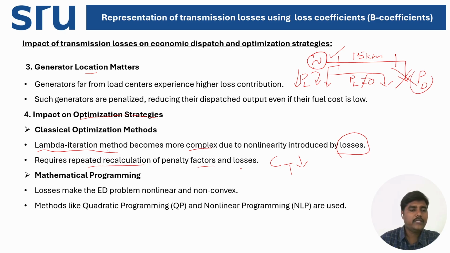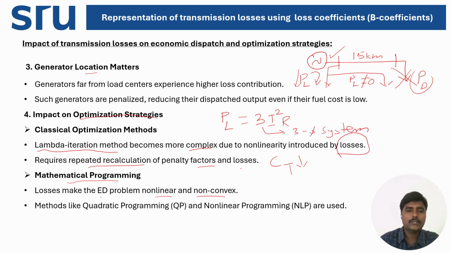Then if you think about mathematical programming based methods, the losses can make the economic dispatch problem nonlinear and also non-convex. The power equation itself is not a linear equation. Even if you write the equation for power transmission loss, PL can be expressed as 3 I square R. The reason I consider 3 is that it is for a 3-phase system.